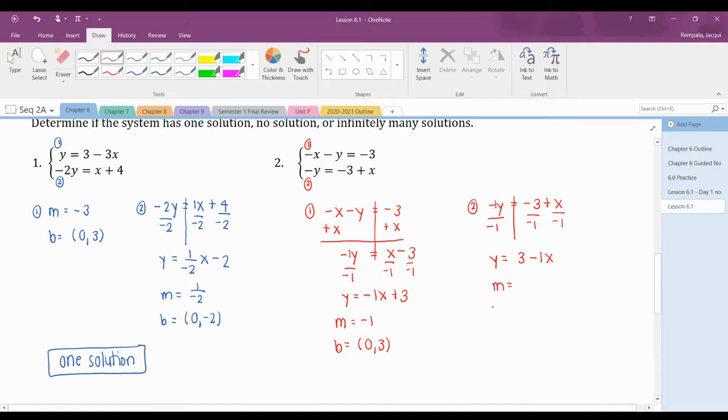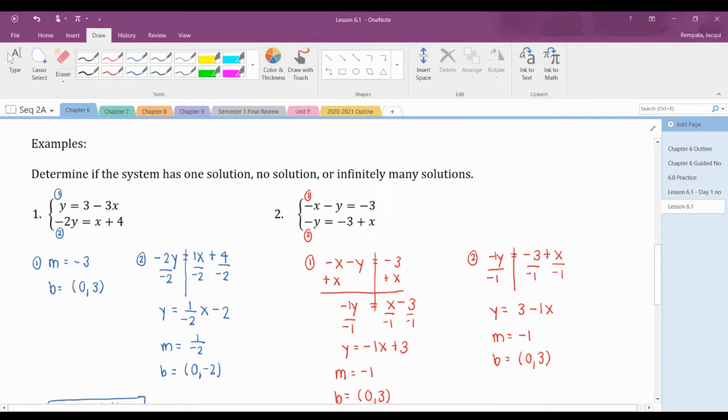If we then identify our slope and our y-intercept, the number that is in front of the x is our slope. Notice that it's not only the 1, but it's technically -1. 3 is the number that is not attached to x as an ordered pair. (0, 3) would be my y-intercept. Notice that from both of those equations, the slope and the y-intercept are the same.